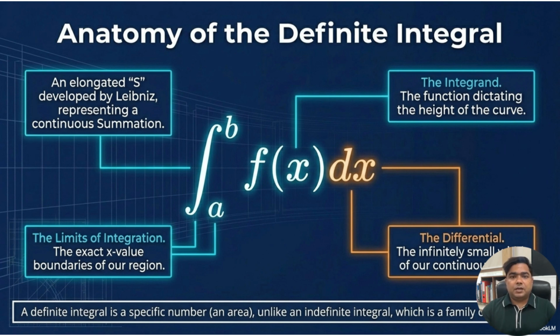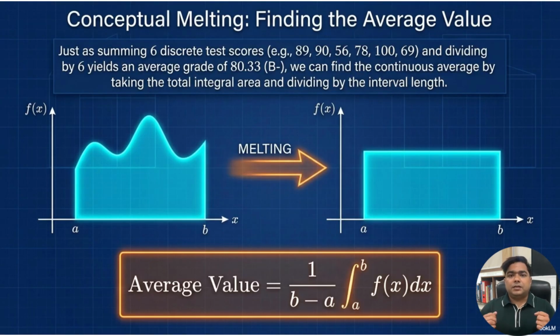A definite integral gives a specific number. That number may represent area, distance, accumulated change, total mass, total work, or many other quantities depending on the context. This is different from an indefinite integral. A definite integral has limits and gives a number. An indefinite integral does not have limits and gives a family of functions. So the definite integral is a tool for finding a total amount over a specific interval. Now let us use integration for another important concept, average value.